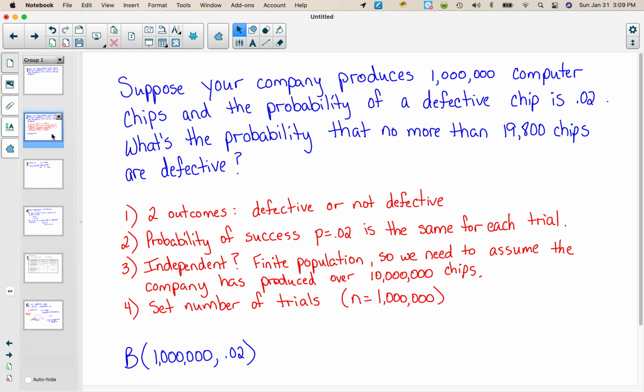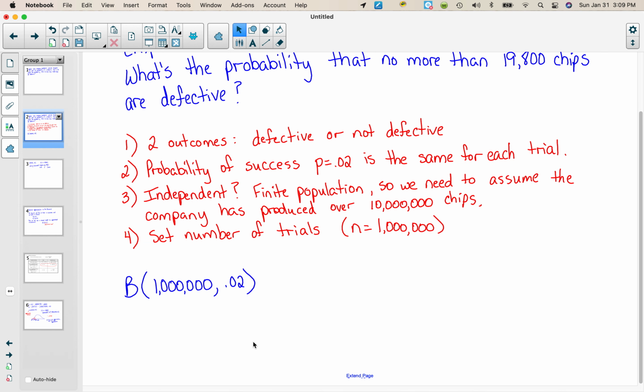We do have a set number of trials, which is 1 million. So that makes it binomial. So we have a binomial model. N is 1 million, p is 0.02. Remember that this is the notation for a binomial model.